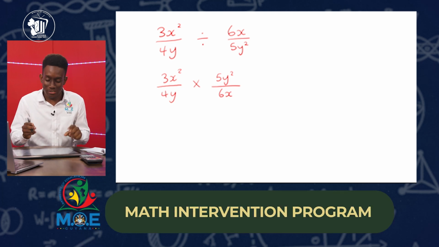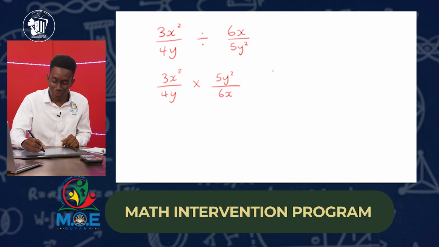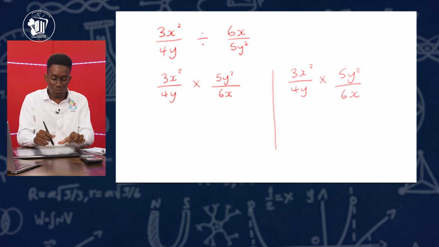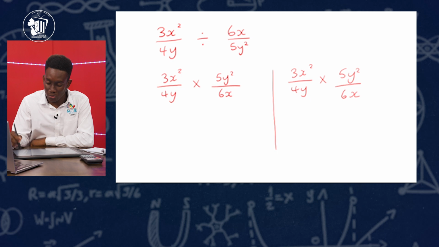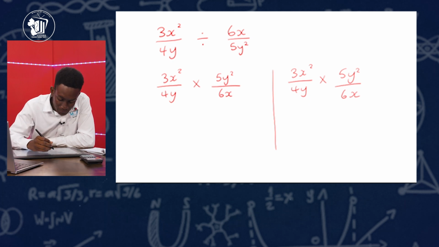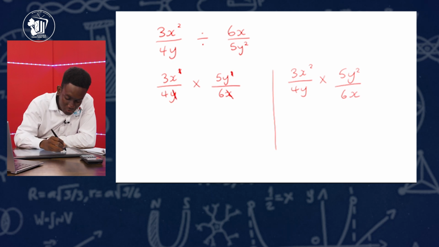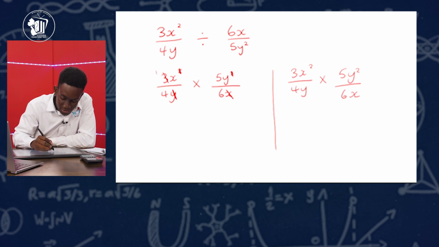So I'll work it both ways. Let me write it back so I know I have to work it both ways. So we'll have 3x squared over 4y multiplied by 5y squared over 6x. Let's do some cancelling on this side and then we'll just multiply throughout. So this x will cancel out with one of these x's. This y as well will cancel out with one of these y's. And 3 over 3 is 1, and 6 divided by 3 will be 2.